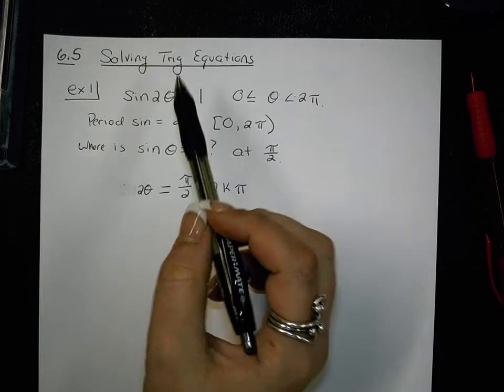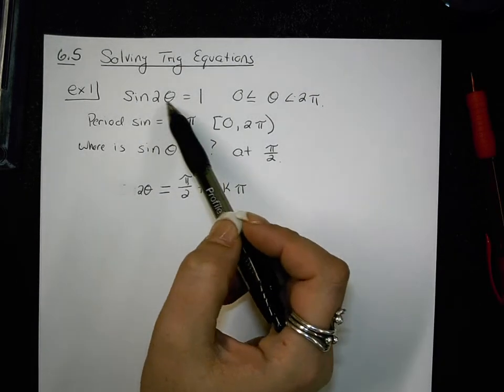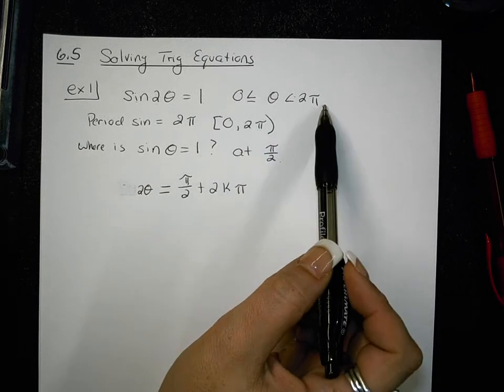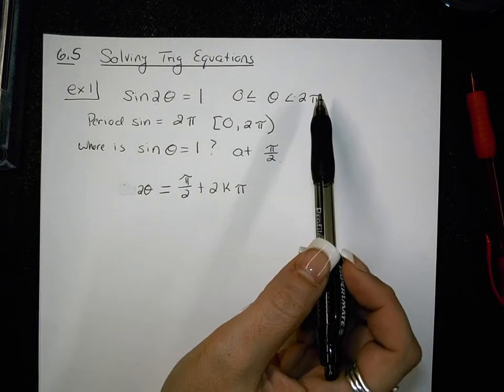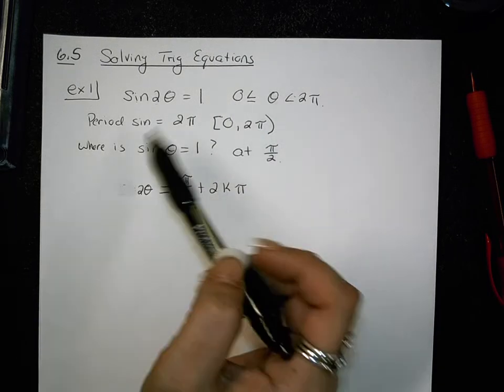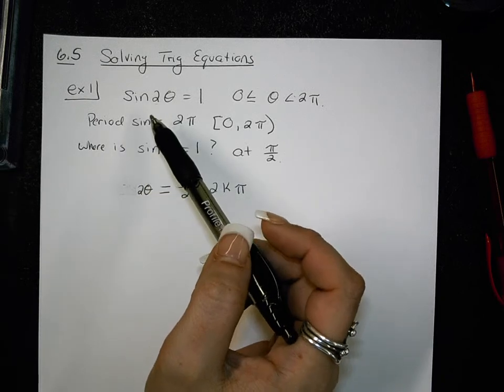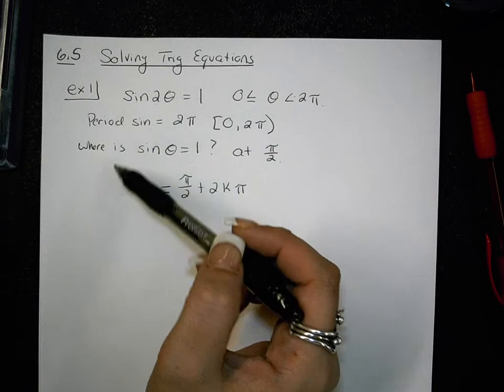Okay, so solving, I'm just going to run through this again. Sine of 2 theta equals 1. We're going to be on the interval between 0 and 2 pi, because remember, we have an infinite number of solutions for this. But we're just looking for, on a certain interval, what are the solutions.